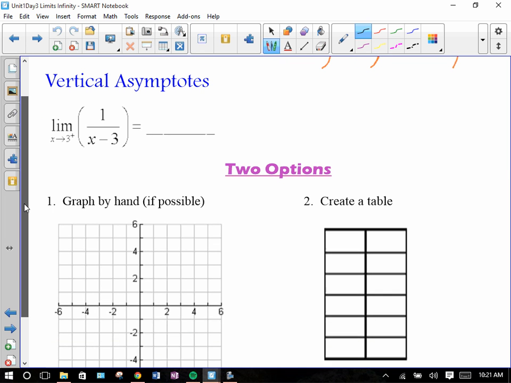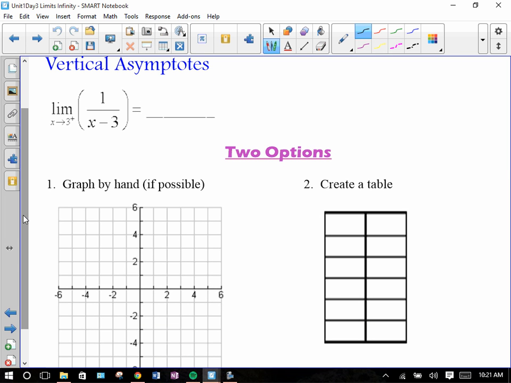So we have two ways of doing this. One way is you can graph it. So I'm going to quickly sketch the graph of it. This is the same graph as 1 over x, shifted 3 units over. So there's a vertical asymptote at x equals 3. And what we can do, anyone know what the graph looks like? This is 1 over x.